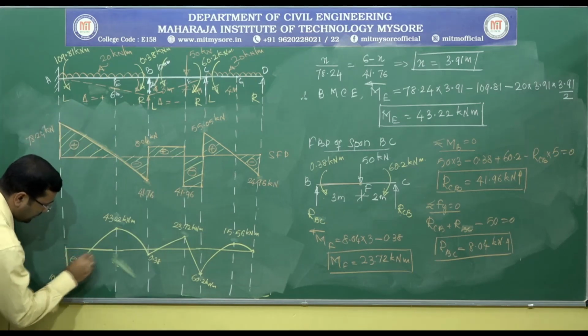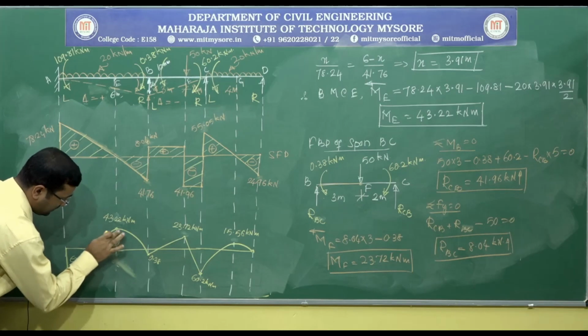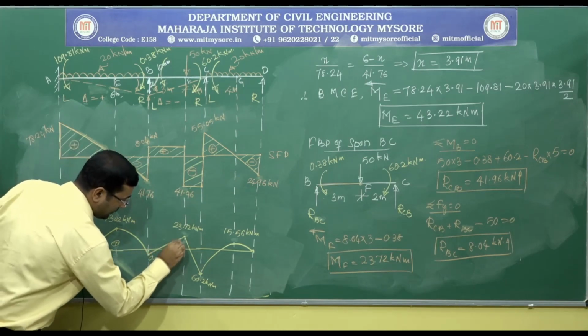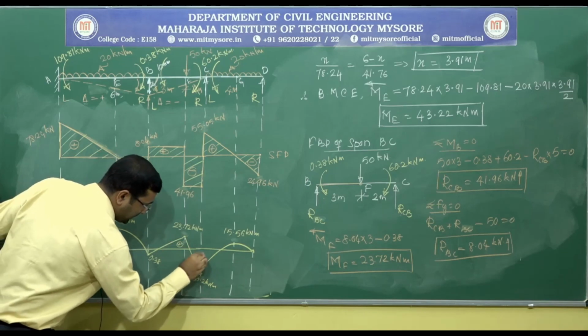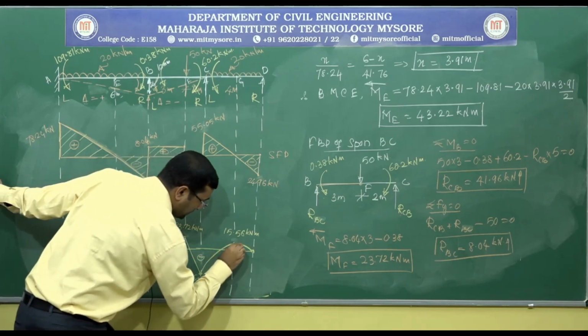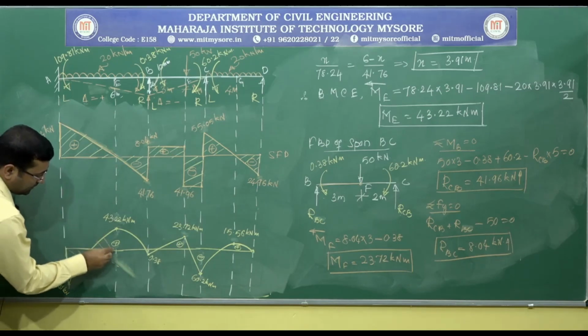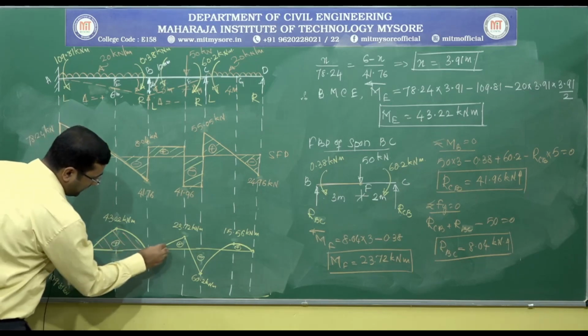So this is a negative bending moment, this is positive, this is negative, this is positive, this is negative, and this is positive, right? So this is the bending moment diagram.